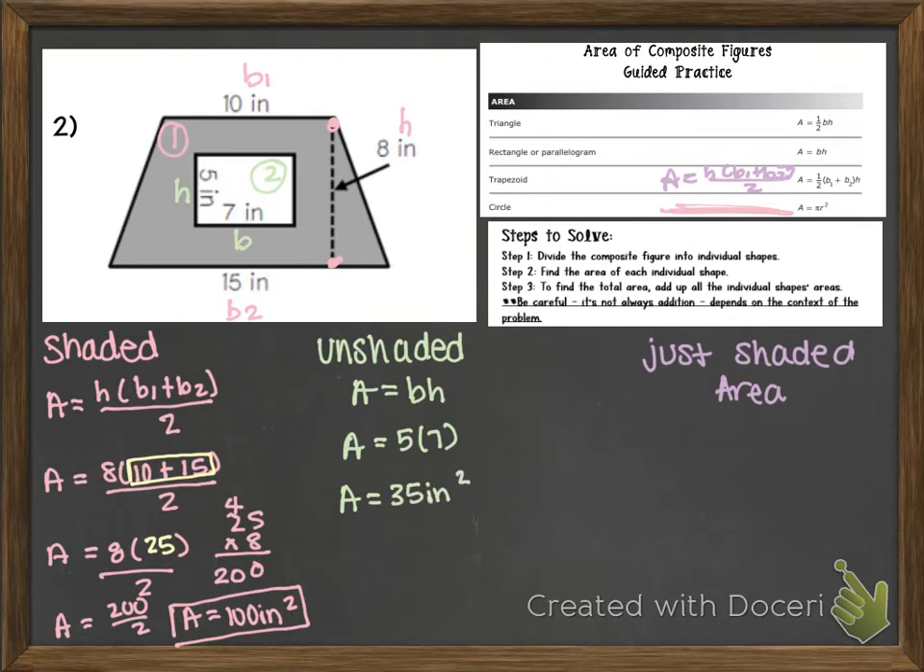Okay, so now that we have our shaded area and we have our unshaded area, if the problem is asking just for the shaded, we have to do some subtraction. So we have 100 minus 35. I'm going to borrow. Okay, so 10 minus 5 is 5, and 9 minus 3 is 6. Area equals 65 inches squared.